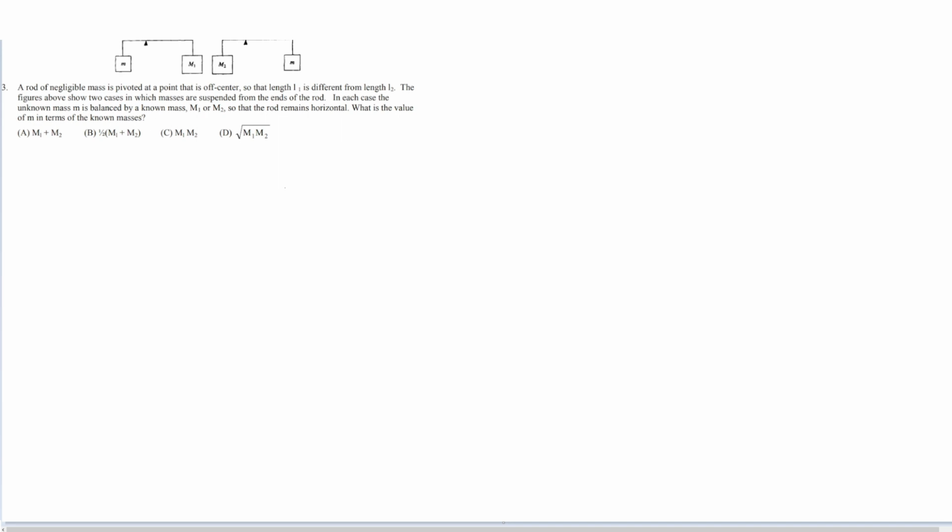So what we know here is that since the rod remains horizontal, the torque on this side of the rod is equal to the torque on this side of the rod. So similar to how it's going to be here. What that means is that our FR on the left side is equal to our FR on the right side. So we can say that M times L1, looking at the first rod, equals M1 times L2. And then we can also say that M2 L1 for the second rod equals M L2.